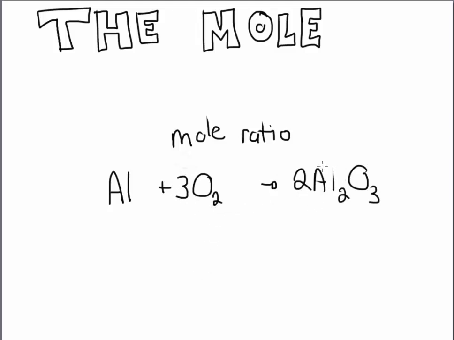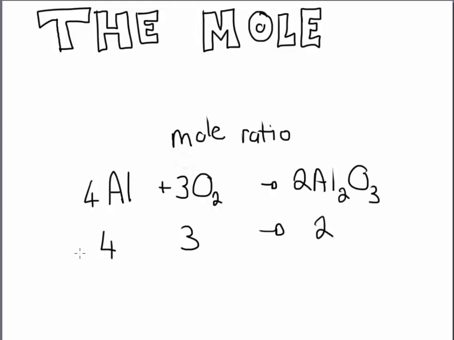On the right-hand side I have 4 aluminiums, and therefore I'm going to add a 4 in front of Al on the left-hand side. And now this is a balanced chemical equation. Now the mole ratio tells me that if I have 4 moles of aluminium, 3 moles of oxygen will react with it to form 2 moles of aluminium oxide.